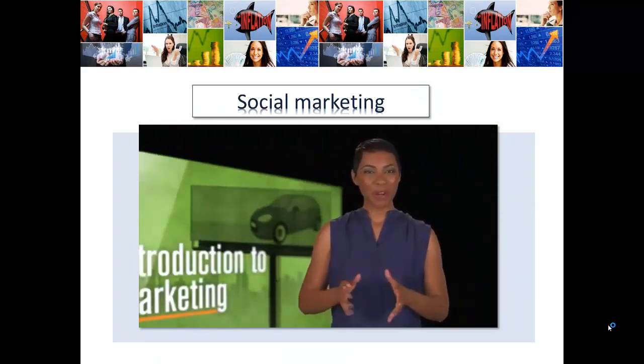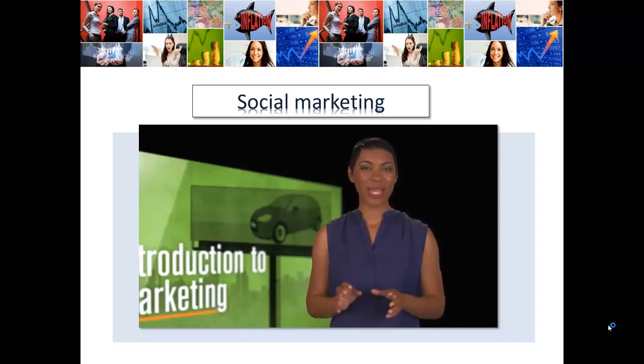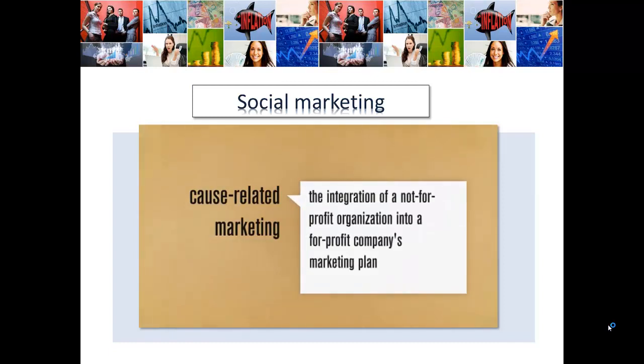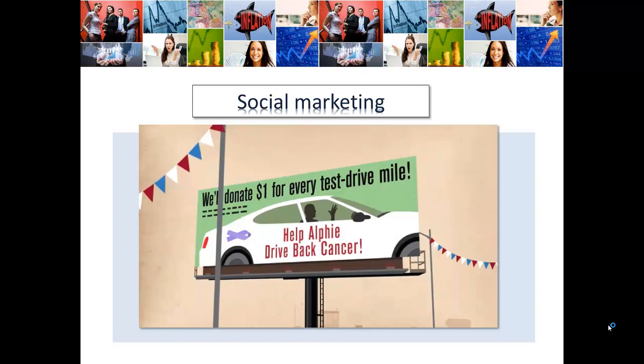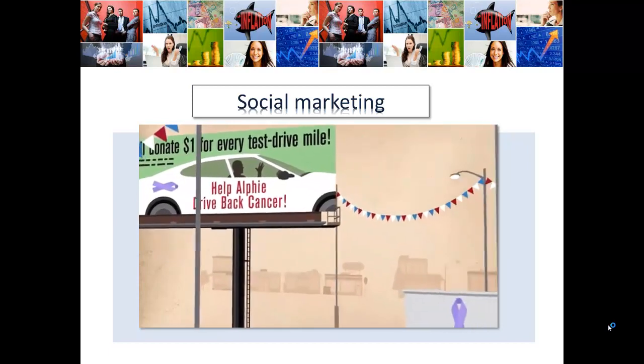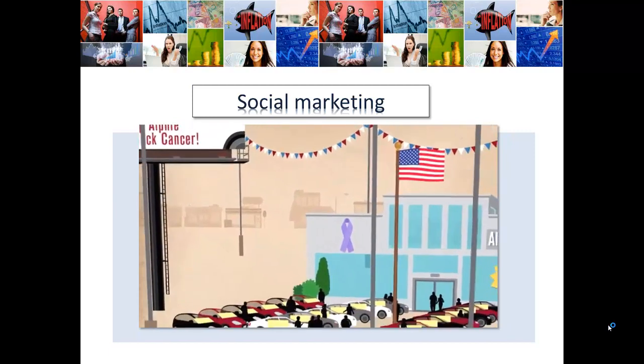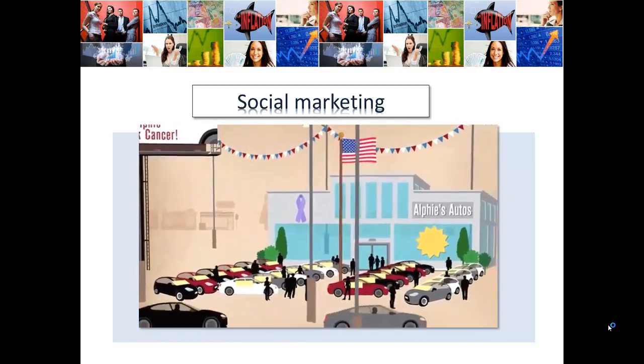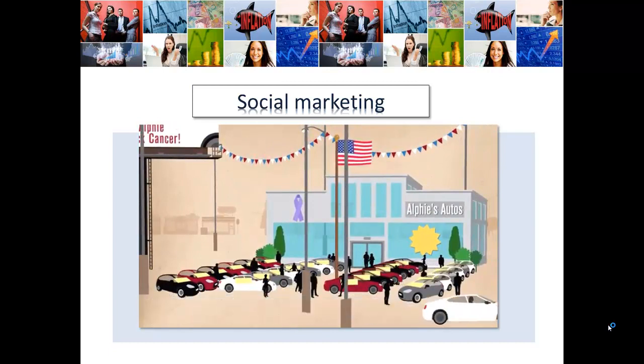Many companies, as part of adopting the societal marketing concept, partner with nonprofit organizations to engage in cause-related marketing. Cause-related marketing is the integration of a not-for-profit organization into a for-profit company's marketing plan. For instance, a car company may advertise that it will donate $1 to a cancer research foundation for every mile driven during test drives. This strategy makes the car company look socially involved and encourages consumers to test drive their cars and maybe even buy one to help support a good cause.